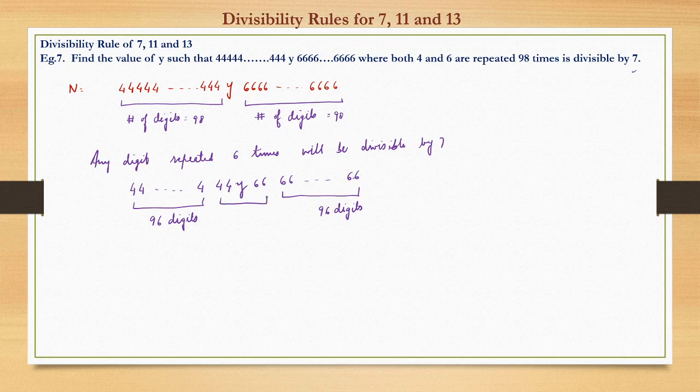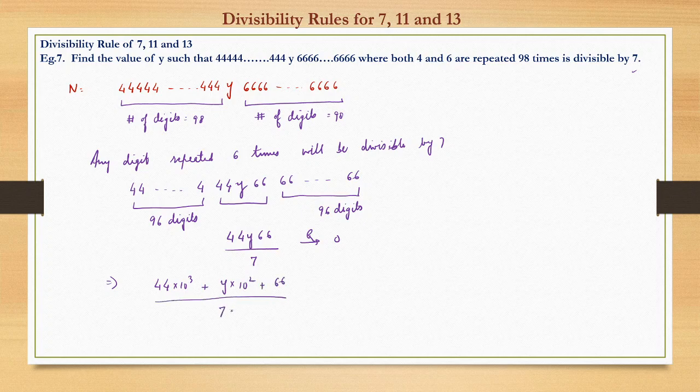And here it remains. So now the first part of 96 digits of 4 will be divisible by 7 because it's a multiple of 6 times. Similarly, the last part, 96 digits of 6 will be divisible by 7 because that is repeated 96 times, which is a multiple of 6. So for this number to be divisible, the middle part 4 4 y 6 6 has to be divisible by 7, right? Or I can write this as 44 into 10 to the power 3 plus y into 10 to the power 2 plus 66.